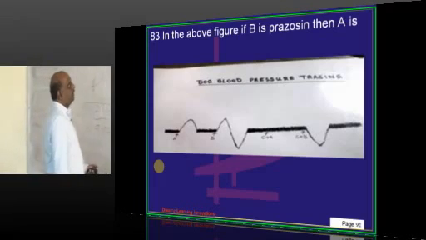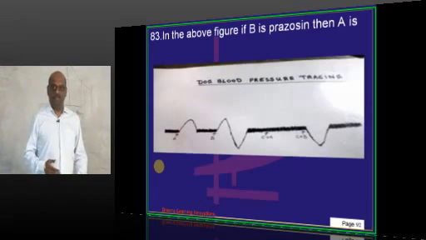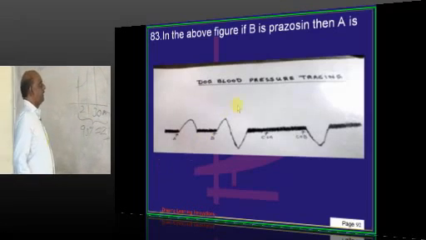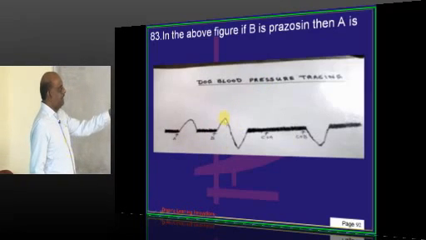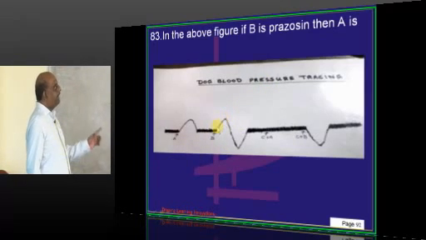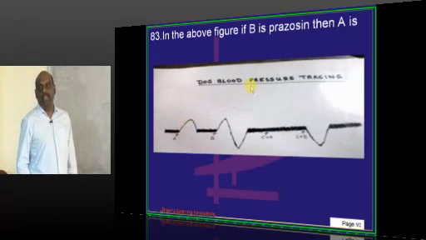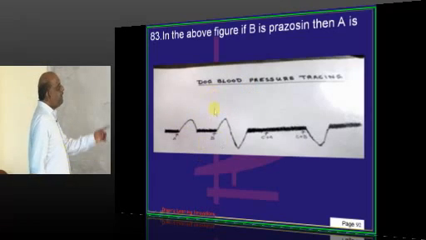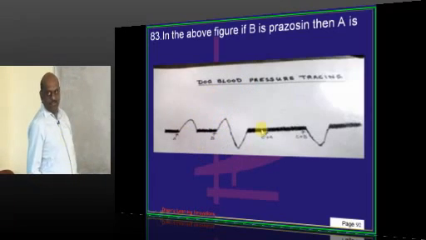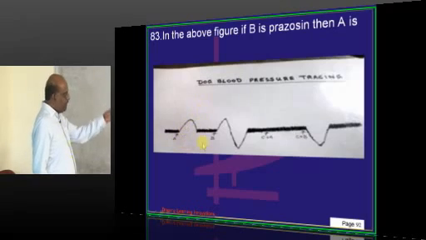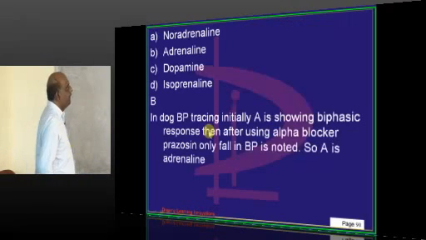Now, in the above figure, if B is the drug which is being administered, and then A is the other one, then what is A? When B is used, you are getting a biphasic response. When A is used, only a monophasic response is there.